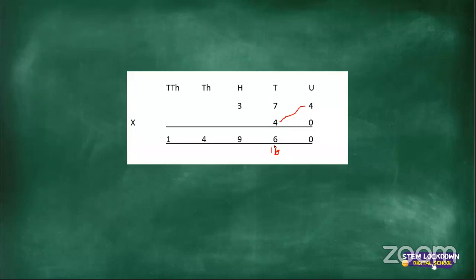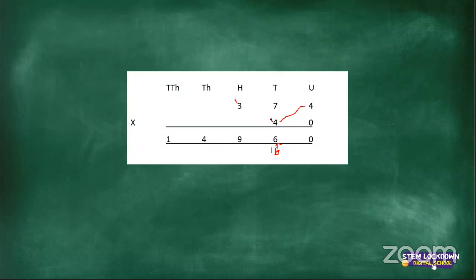So 4 times 4 is 16. So we take this 6 and we put this 6 here. Now, we take this 1 and we put this 1 here. Okay, my writing is a bit crooked, so please excuse that for now.